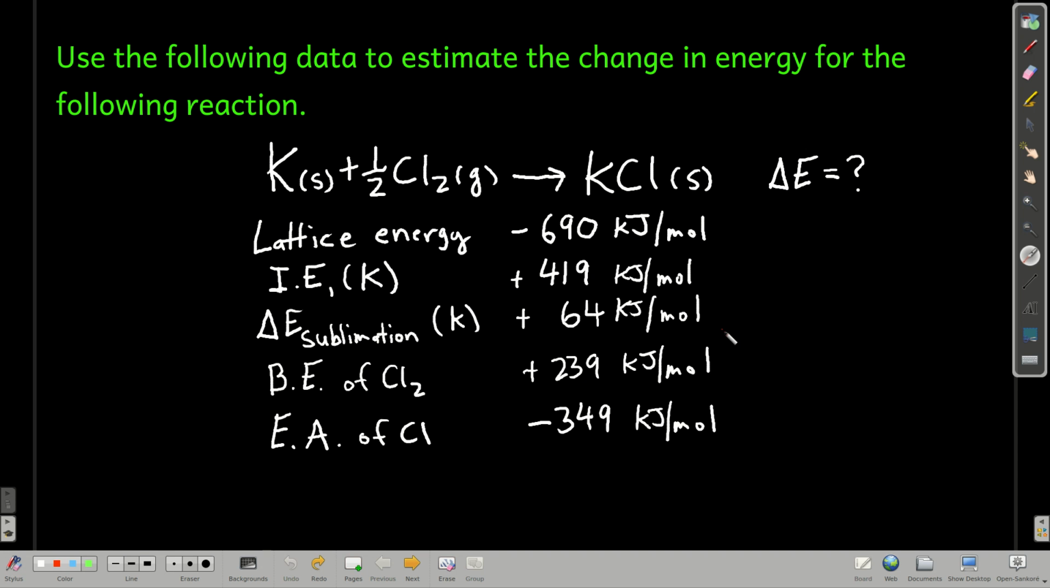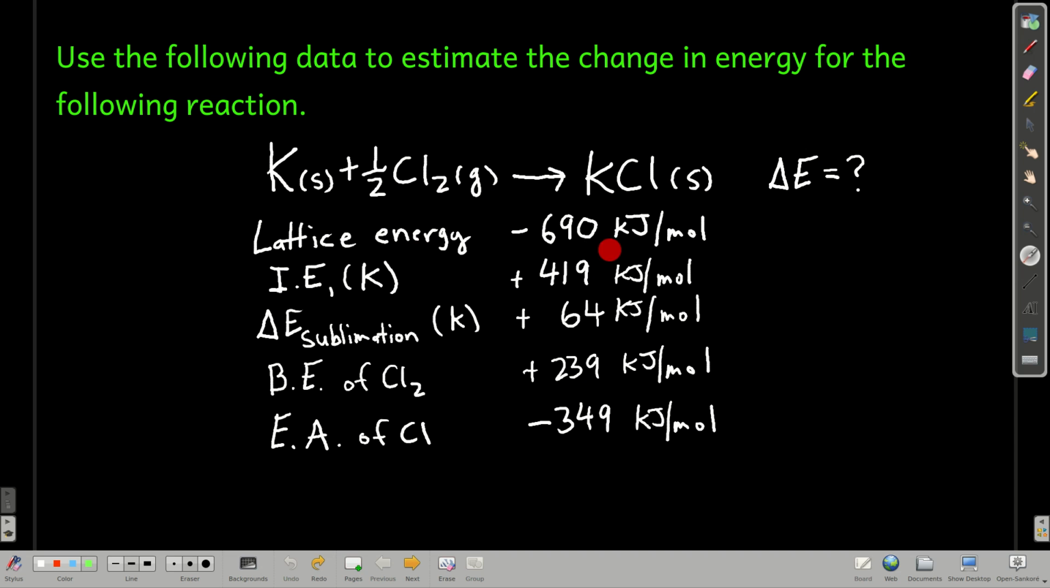So this little video explains how to solve problem number 55 in chapter 4. This is in Zumdahl and Zumdahl, the Adams' first approach to general chemistry. All right, so what you're asked to do here is to find or estimate the change in energy for the formation of 1 mole of potassium chloride solid from its constituent elements, potassium solid and chlorine gas.